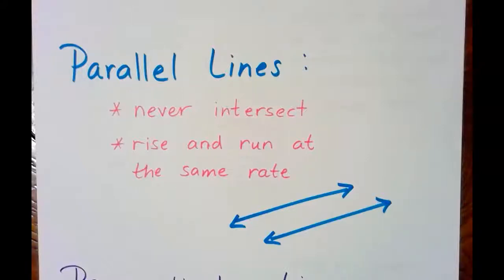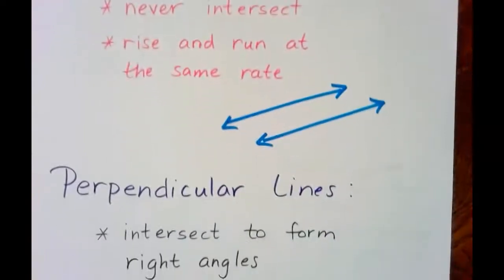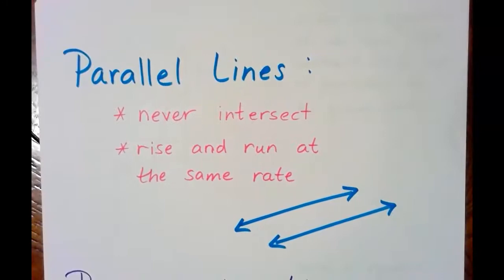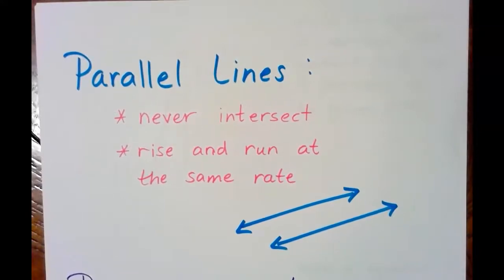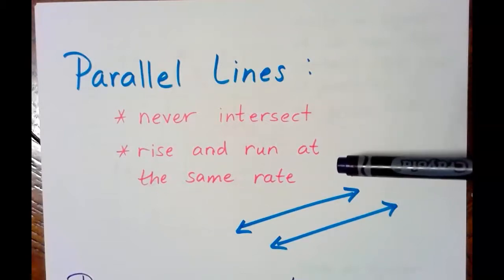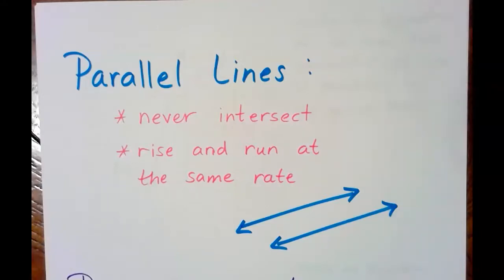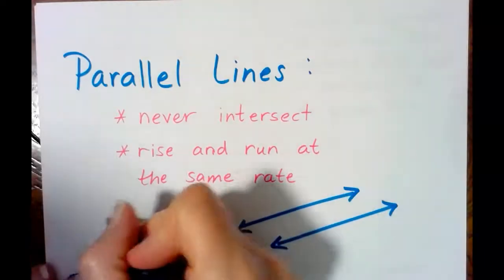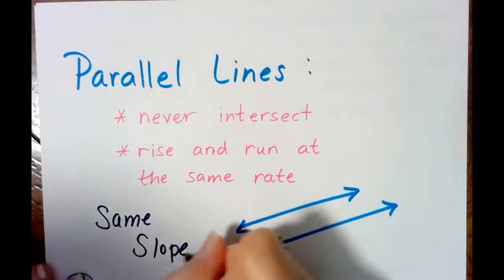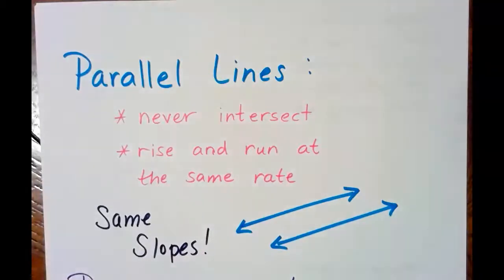The last lesson in chapter 4 is all about parallel lines and perpendicular lines. So here's just some basic info about parallel lines. Parallel lines never intersect and they rise and run at the same rate. So if they rise and run at the same rate, that must mean that they have the same slopes. Their slopes are equal to each other.